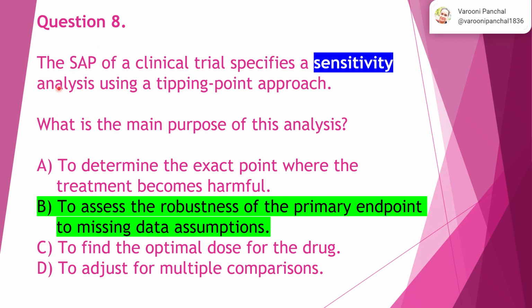Question 8. The statistical analysis plan of a clinical trial specifies a sensitivity analysis using a tipping point approach. What is the main purpose of this analysis? Option A, to determine the exact point where the treatment becomes harmful. No. To find the optimal dose for the drug. No. To adjust for the multiple comparisons. No. The correct answer is to assess the robustness of the primary endpoint to missing data assumptions.